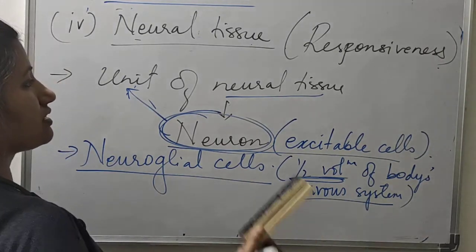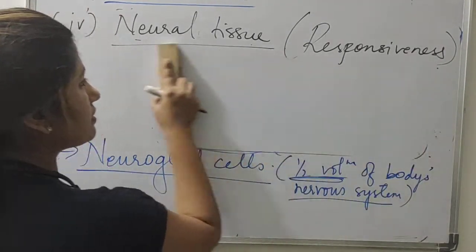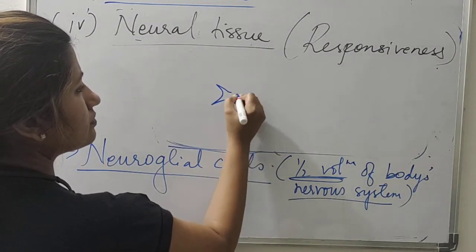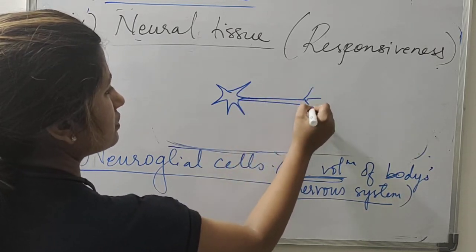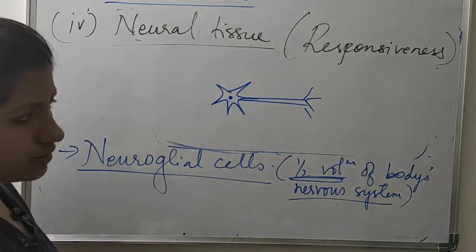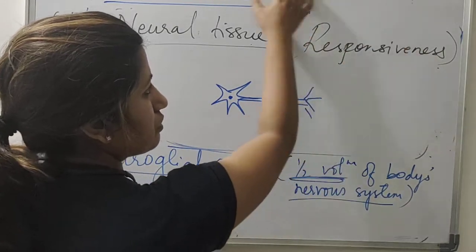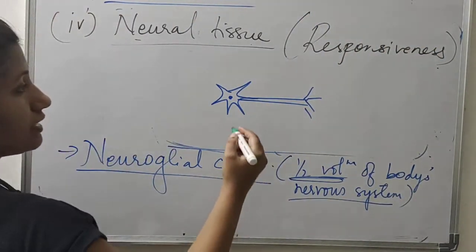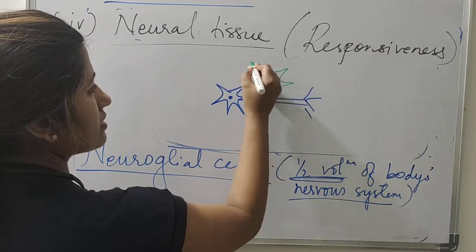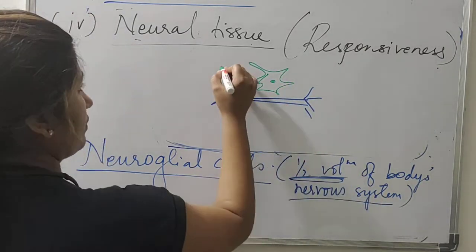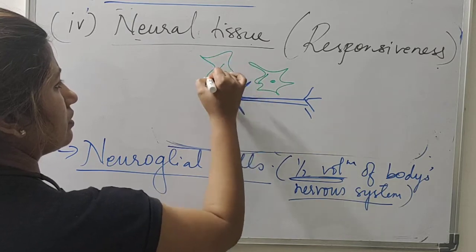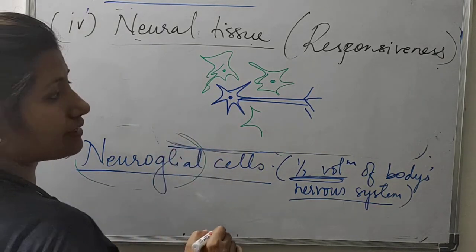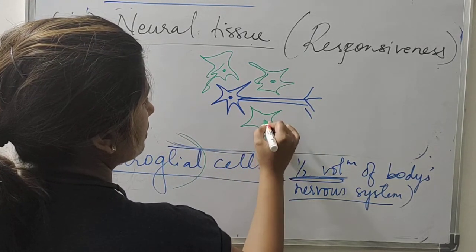So what are these cells? These are special cells which are present. Suppose this is a neuron. Alright, this is your neuron. Many neurons come together and they form a nervous tissue. Okay, and this nervous tissue is surrounded by a group of cells which look like neurons. There are different types of cells. Neuroglial cells can be of different types: astrocytes, oligodendrocytes, all these are the cells.